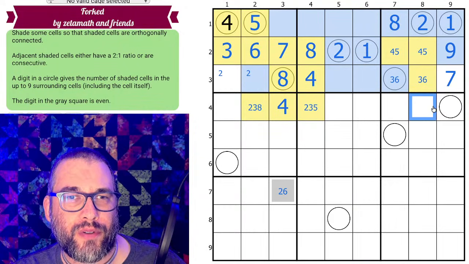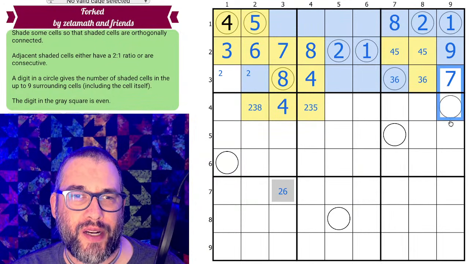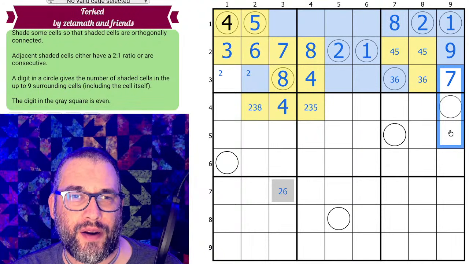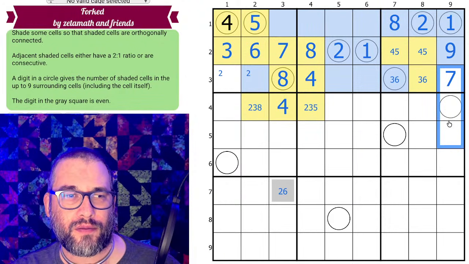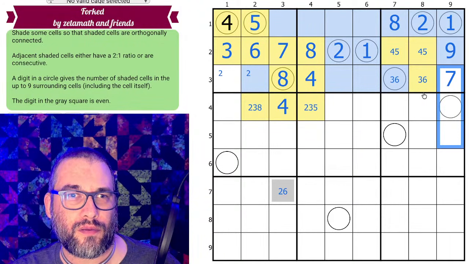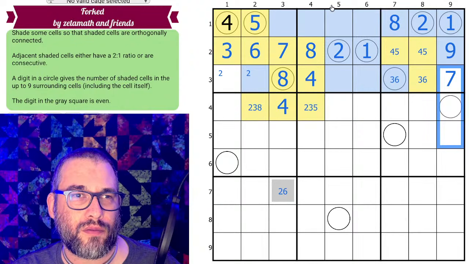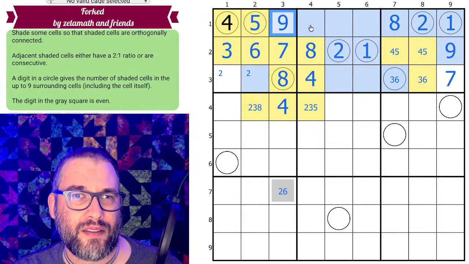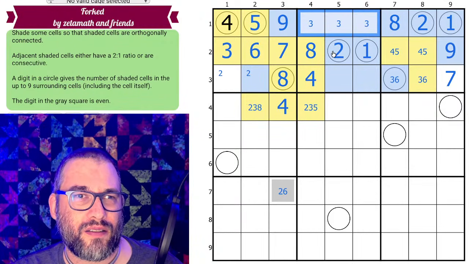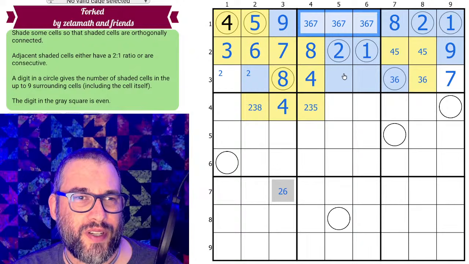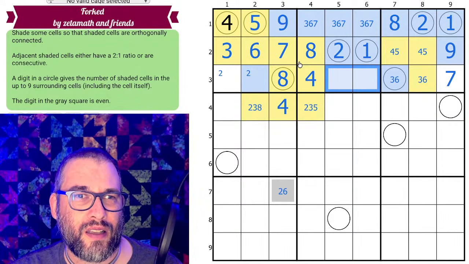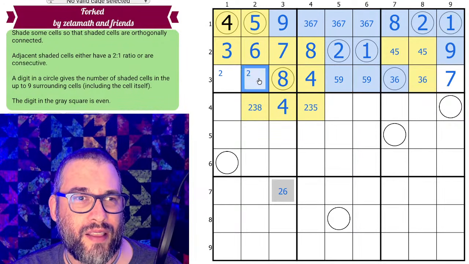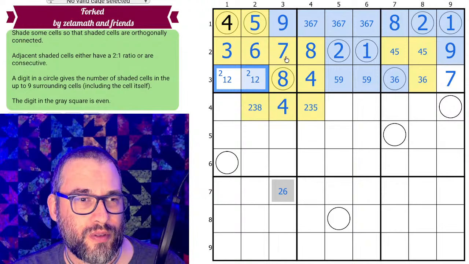We don't know that this is shaded. This could get out through here. Oh, we have roping here. How odd. So that's actually a 9. This is 3, 6, 7. This is 5 and 9. This is 1 and 2.